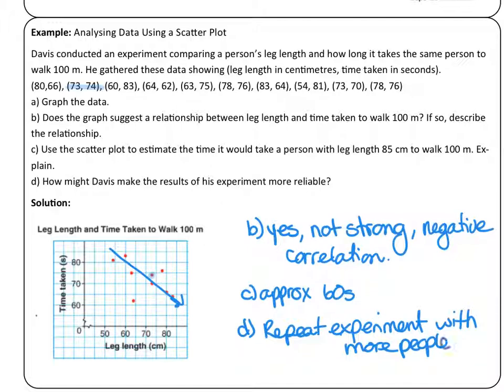Because generally speaking, if you only have 4 or 5 people, it doesn't really tell you a lot and you can't really see the trend. The more data pieces you have for any sort of stuff like this, the better it is to see the trend and actually make some conclusions from it. So if I was Davis, I would definitely ask more people and collect more data.